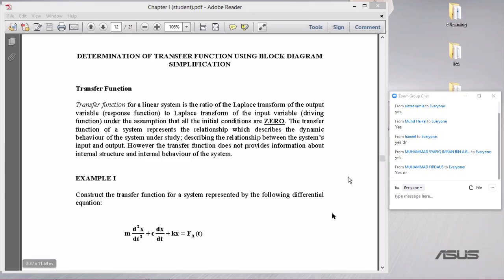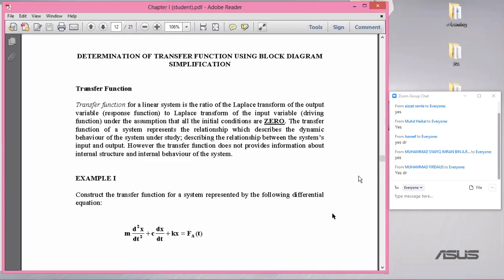Since our block diagram is not the same for everybody, but when we simplify our block diagram, we are going to get the same transfer function. After this, we are going to solve the system response using the transfer function that we get. Okay.